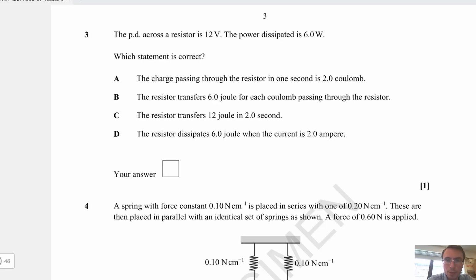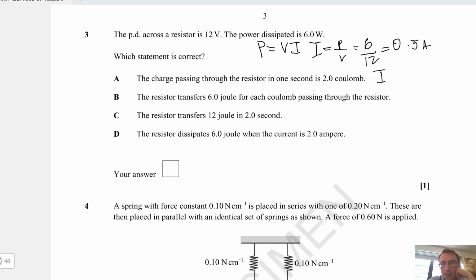Which statement is correct? So we can immediately calculate the current because power is VI. The current will just be the power divided by the voltage, meaning that the current will just be half an amp. Okay, let's go for the statement. The charge passing through the resistor in 1 second is 2 coulombs. Nope. So in 1 second, because Q is IT, we can use that. The current is 0.5 times 1. It's actually half a coulomb. So the first statement is wrong.